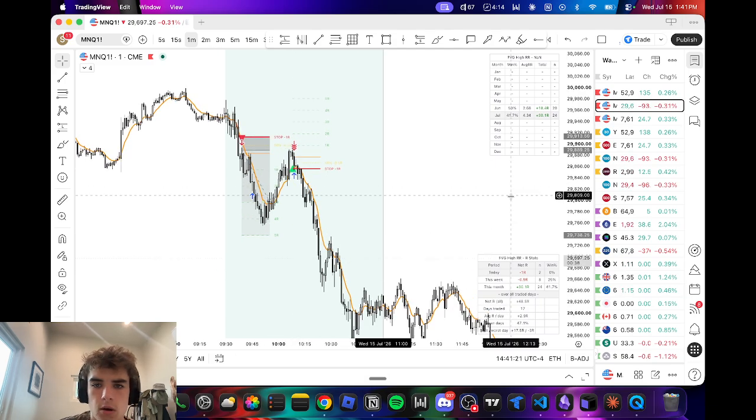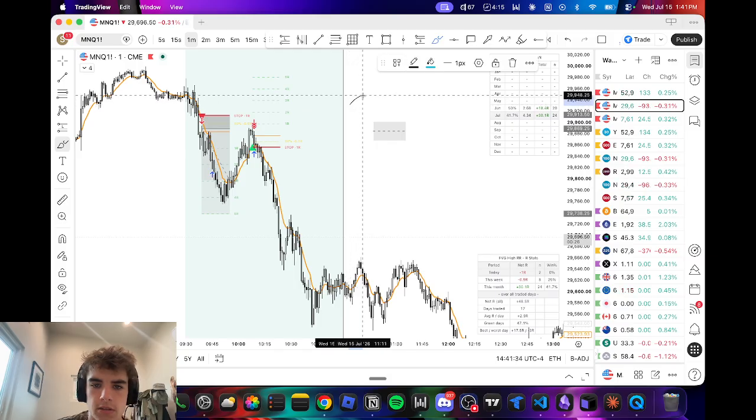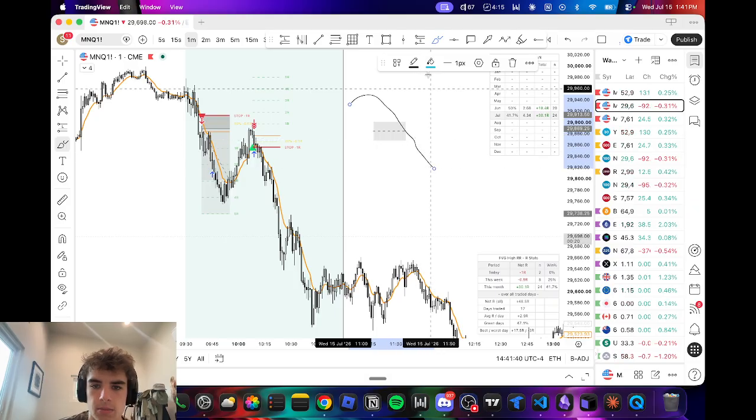The whole basis of the system is we're looking for an open fair value gap in one direction, like so. We're looking for a trend in the market, so I use the moving average to define the direction, and we're looking for that moving average to stay constant as the market moves.